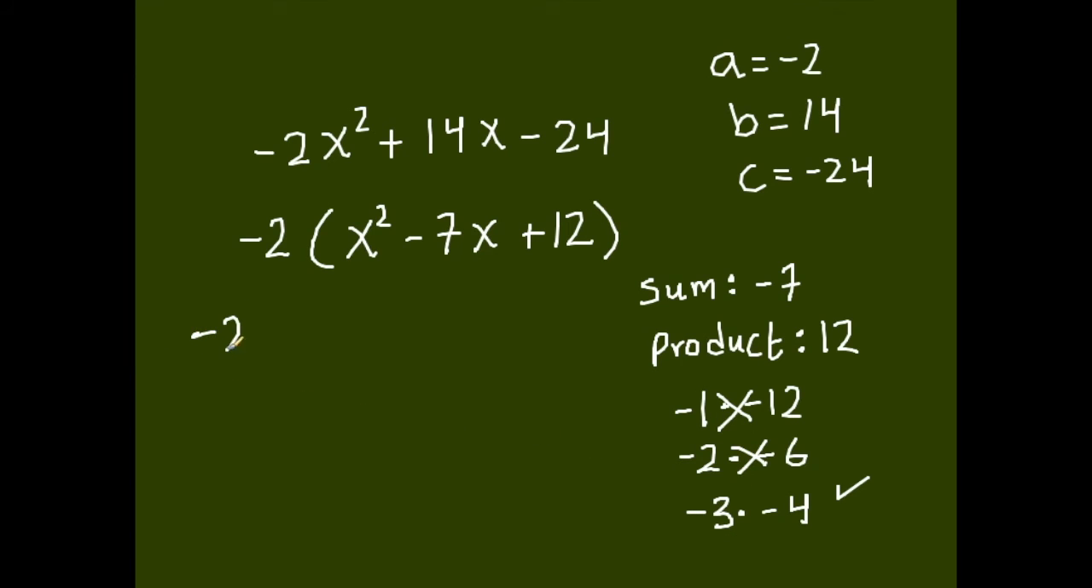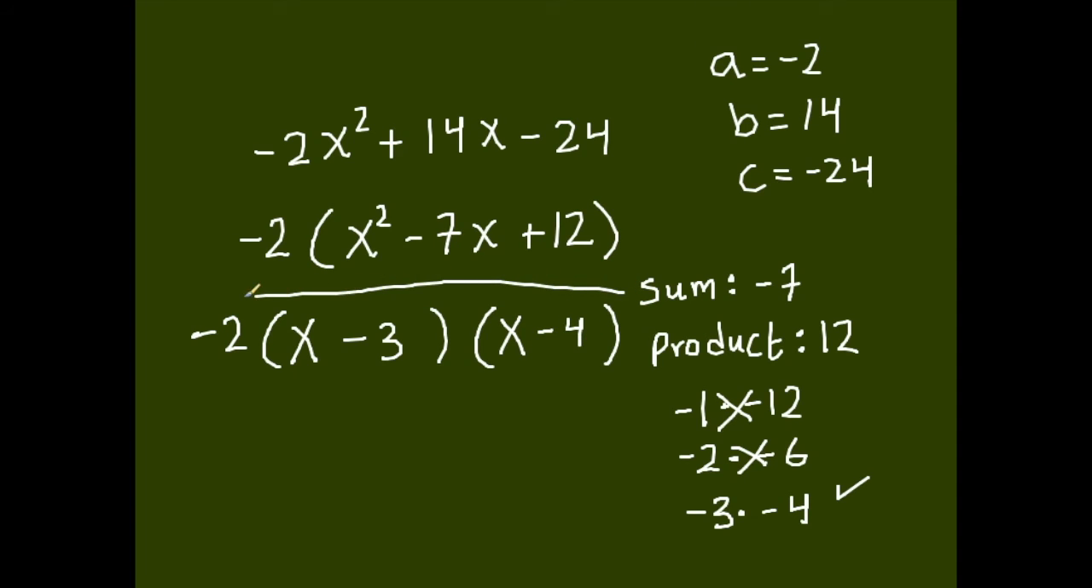So negative 2, and now we open up 2 sets of brackets, both of which we put an x in to get our x squared. Okay, and then we fill in the gaps with the numbers that we found, which are negative 3 and negative 4. So negative 3 and negative 4. And we are done. That's it.